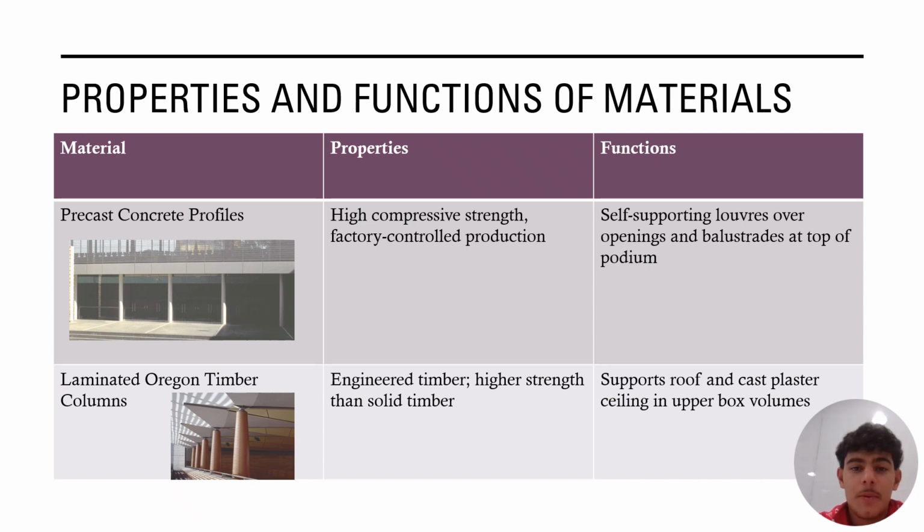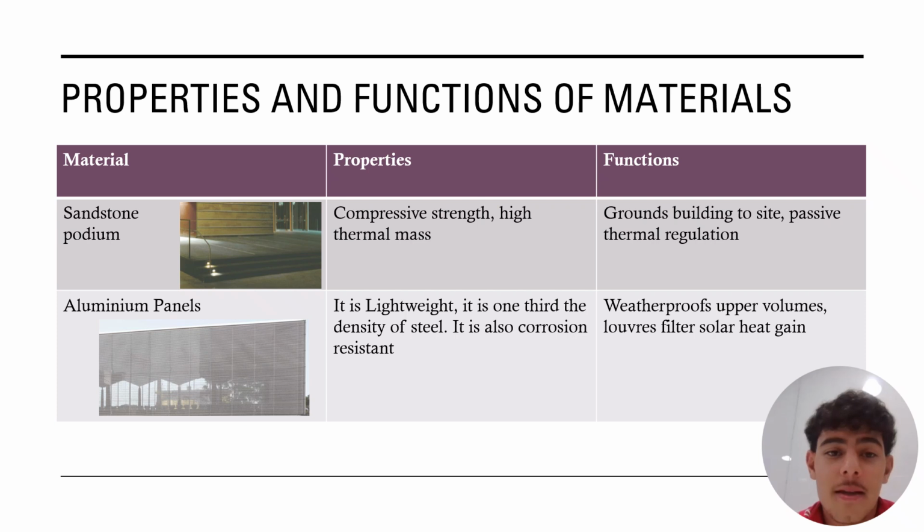Now looking at the properties and function of each material. Precast concrete has high compressive strength as it is factory controlled. Its function is self-supporting louvres and balustrades. Laminated Oregon timber is engineered for higher strength compared to solid timber, and it functions as the primary vertical support for the roof. Sandstone has high compressive strength and a high thermal mass. It grounds the building and provides passive thermal regulation.